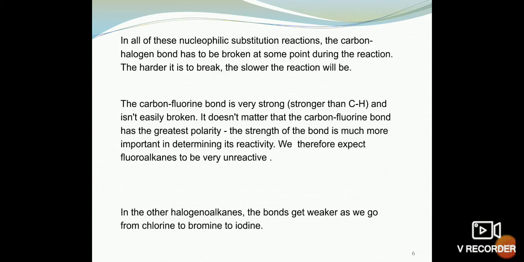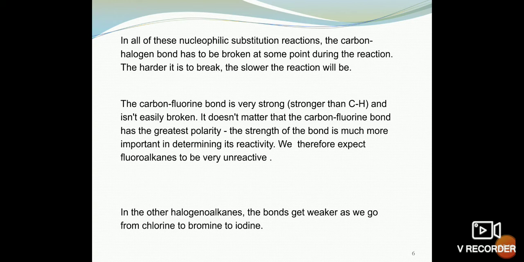In all these nucleophilic substitution reactions, the carbon halogen bond has to be broken at some point during the reaction. The harder it is to break, the slower the reaction will be. So if it is difficult to break the bond, the reaction will be slower. The carbon fluorine bond is very strong, stronger than C-H, and isn't easily broken. So, the substitution of fluorine becomes difficult.